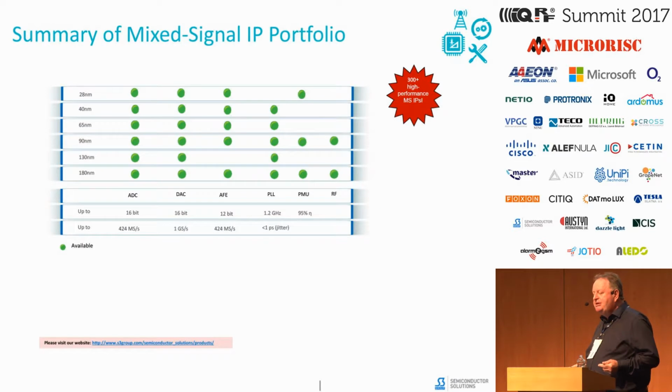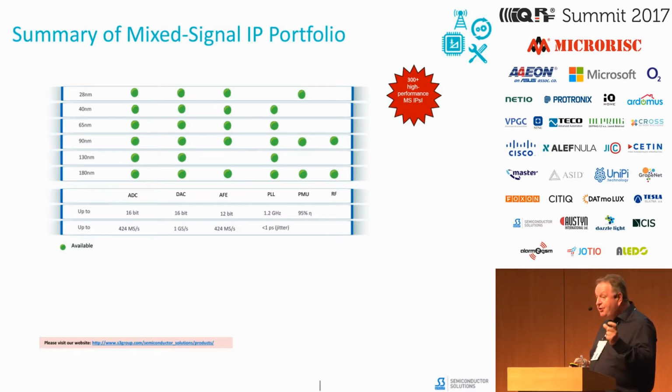This is a summary of a mixed signal IP portfolio. I put this up because on the left side of the chart, you'll see the process nodes. You may or may not be aware of this, but if you're designing, for example, a mobile phone, you're going to be doing an ASIC with very small geometries. So you have to have these types of devices in very small geometries, whereas if you're doing industrial, you're probably on 180 nanometer type process nodes.